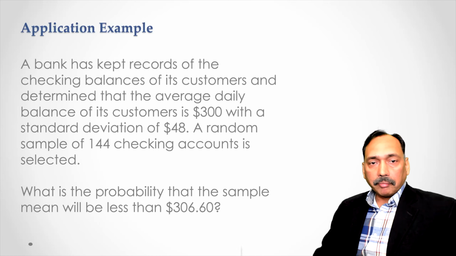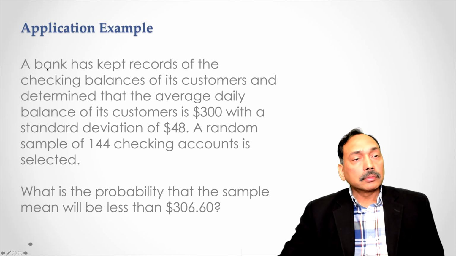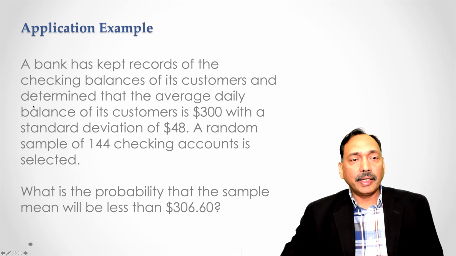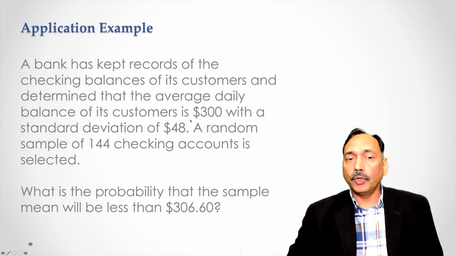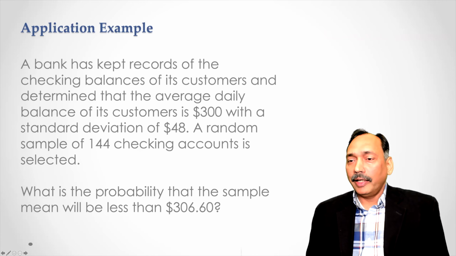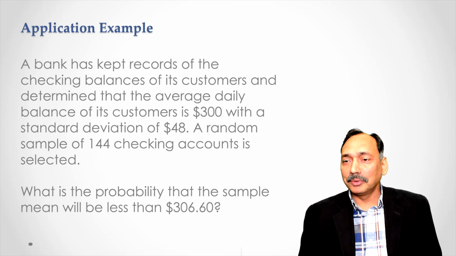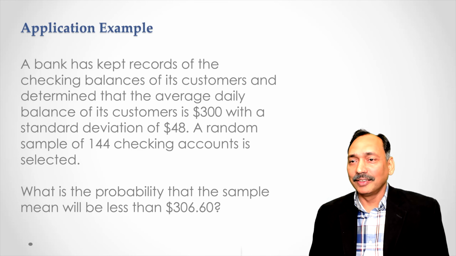So one example here from a bank. A bank has kept records of checking balances of its customers, and they find that the average daily balance is $300 with a standard deviation of $48. So people don't keep much in checking anyway, because rates are so low, and by having money in a checking account, you're not getting any interest. So even if you keep $300, I don't know, maybe you get 1 cent in a month.